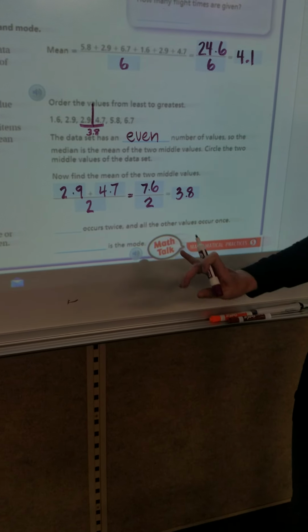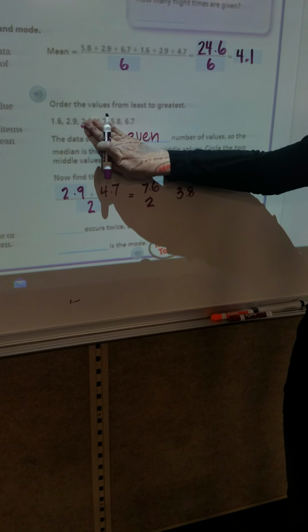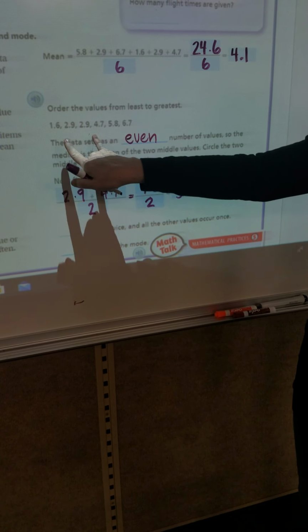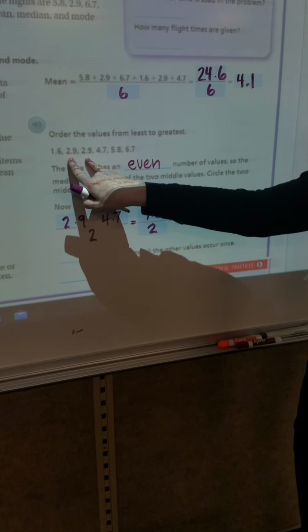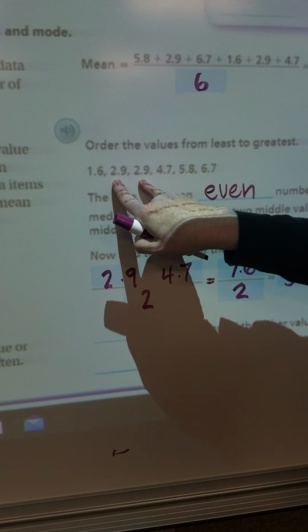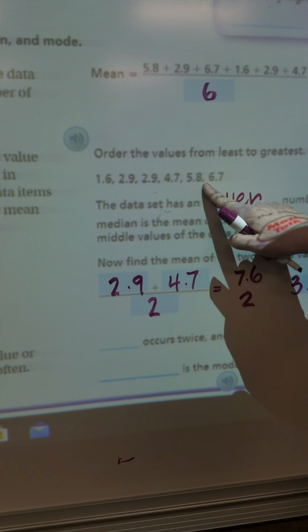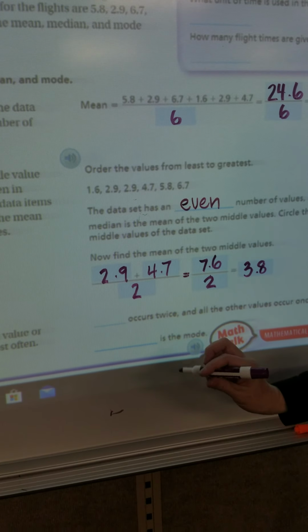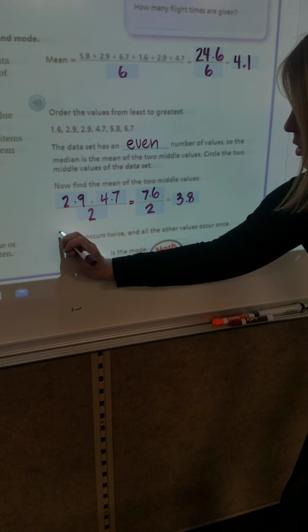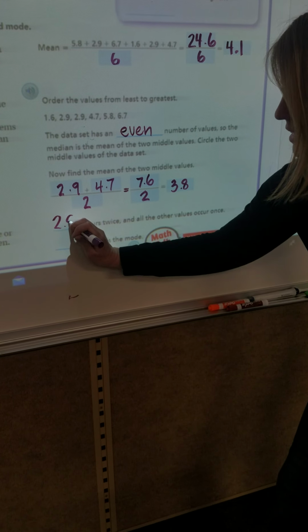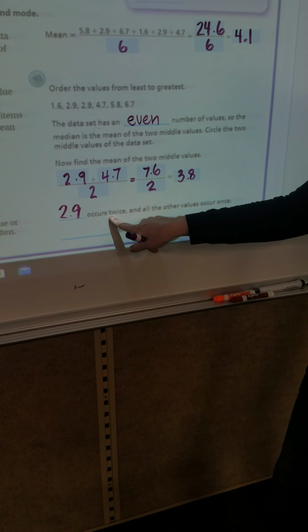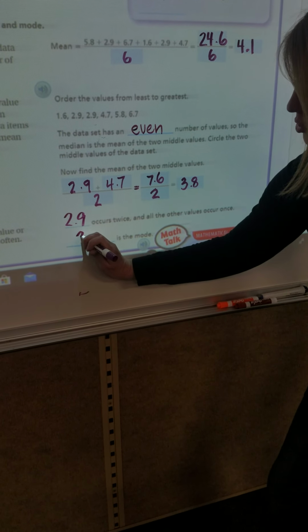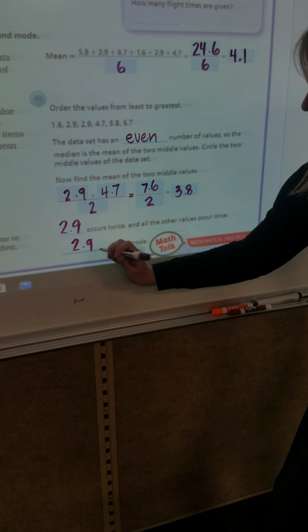Okay, so looking at our data values, boys and girls, I'm going to go back up here. I'm going to erase this real quick. Okay, so here's all my data values. Do you see how these two data values, they occur twice? Everything else is only there one time. Okay, so we would say that the mode, or the one that occurs most often, would be 2 9/10. 2 9/10 occurs twice, and all the other values occur once. So 2 9/10 is the mode.